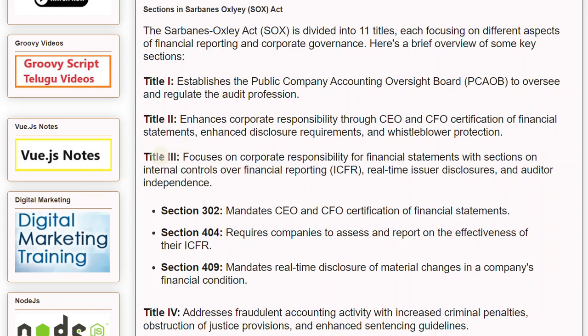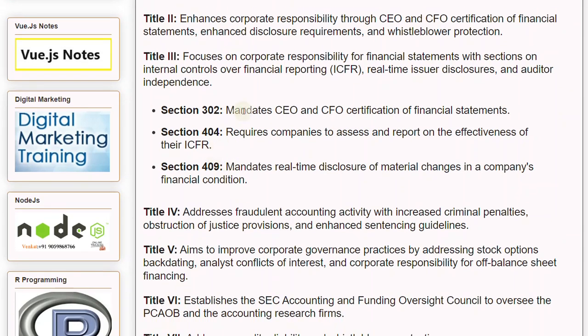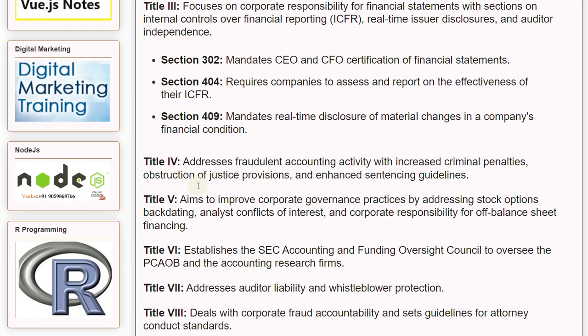Title III focuses on corporate responsibility for financial statements with sections on internal controls over financial reporting, ICFR, real-time issuer disclosures, and auditor independence. Section 302 mandates CEO and CFO certification of financial statements. Section 404 requires companies to assess and report on the effectiveness of their ICFR. Section 409 mandates real-time disclosure of material changes in a company's financial condition.